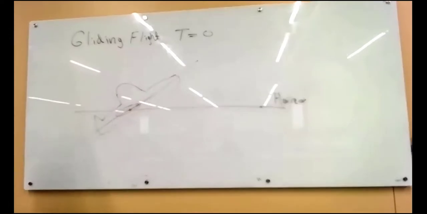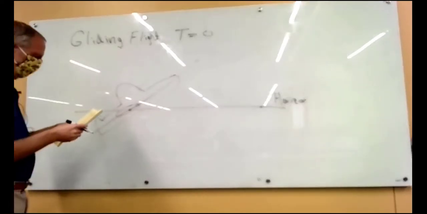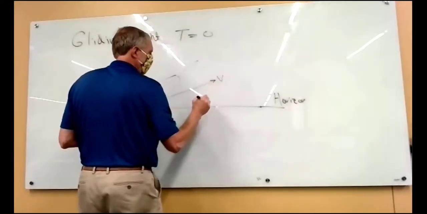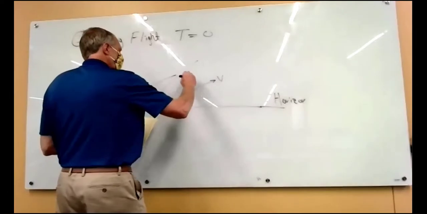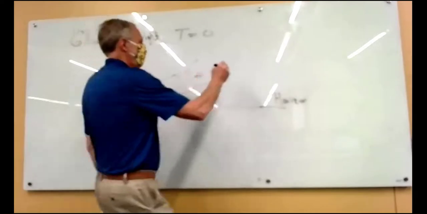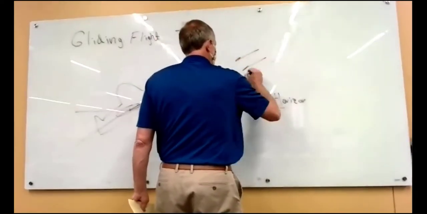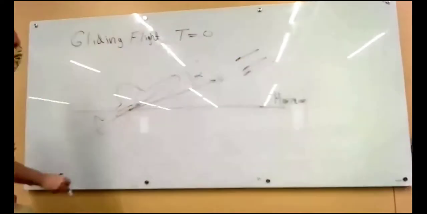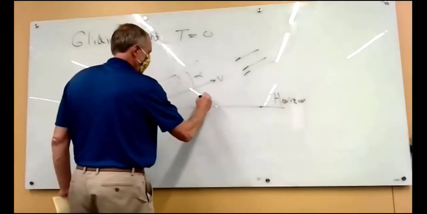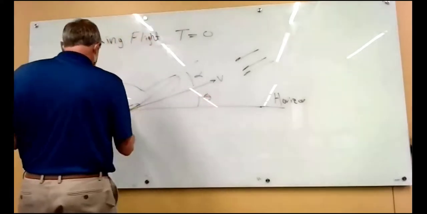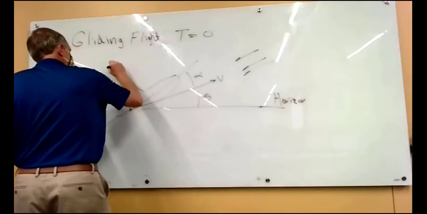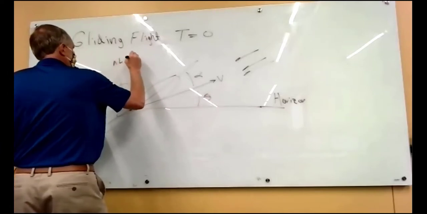There's essentially the chord line through the wing, like we drew before. The velocity of the airplane is in this direction. So this is still the angle of attack, the angle between the velocity vector or the relative wind and that chord line is the angle of attack. And then this is the flight path angle, theta. And we still have lift perpendicular to the velocity.